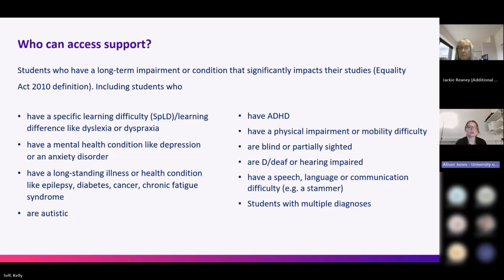So if you are in contact with a potential university student who isn't sure if they're going to be eligible for support through a disability service, it's definitely worth getting in contact with us to have a chat about that. And that includes students who haven't accessed support in previous education, as well as those students who maybe think they should have, but for whatever reason haven't had that in place.